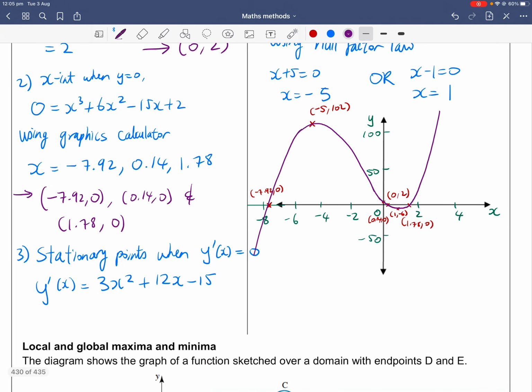To finish off the graph, we need to label the curve. So y equals x cubed plus 6x squared minus 15x plus 2. Out of good habit, domain and range. So domain is all reals because it's a polynomial. Range, our graph stretches all the way down and all the way up. So it's again all the reals.